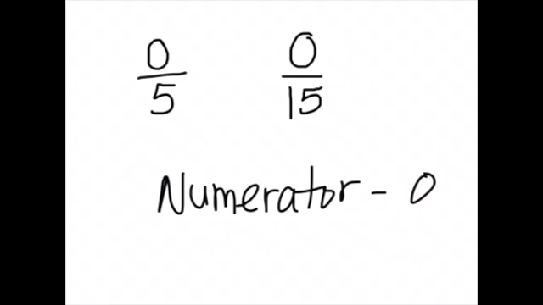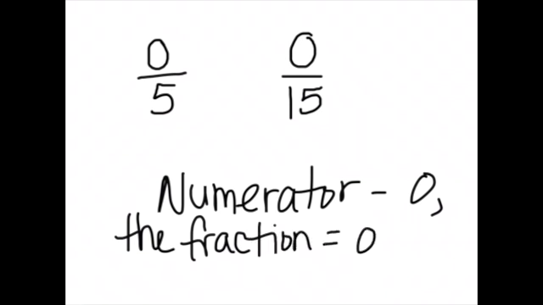Well, when my numerator is 0, guess what? They are the same since my numerators are all 0. And when my numerator is 0, the fraction is equal to 0. So 0/5, it's just 0. 0/15, it's just 0. It does not matter what my denominator is, because since that numerator is 0, it means that equals the number 0, the whole number that we know as 0.